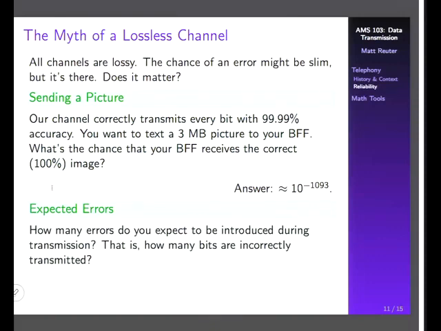But another question we might then ask, since we know now it's practically impossible that this image is going to get through, how many errors would we expect during the time where we're sending that message? So now we have these 3 million approximately bits. How many of them do we expect to be wrong, knowing that the channel transmits each bit with a 99.99% success rate?